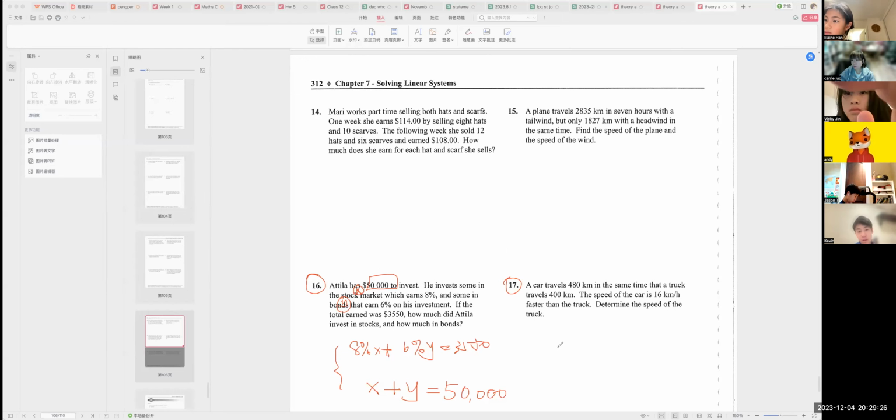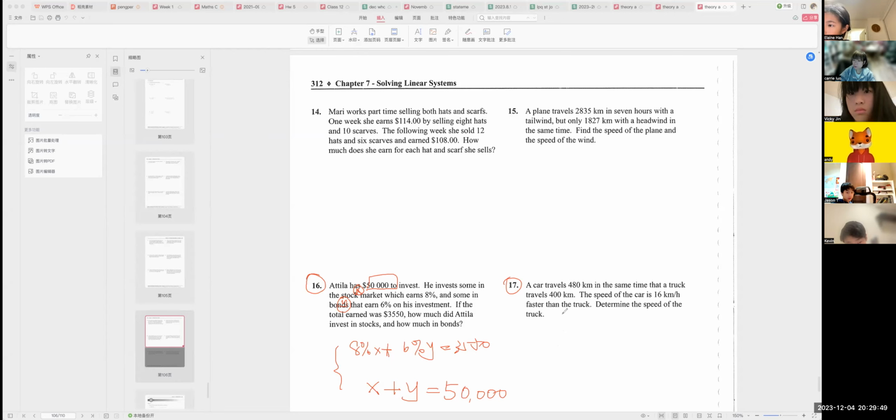So, Jason, can you give me the equation? Well, basically, first I did 480 divided by 16, which I got 30. And then I did 400 divided by 30, which I got 13.3 repeated, or 13 and 1 over 3.